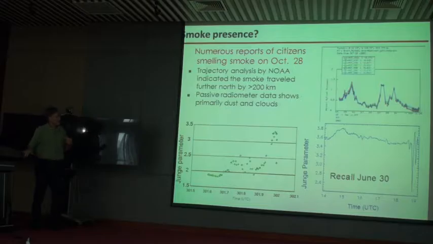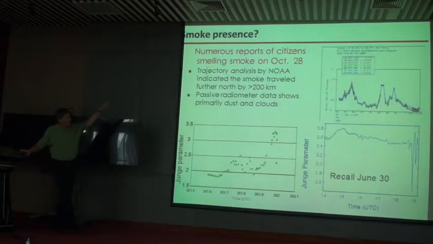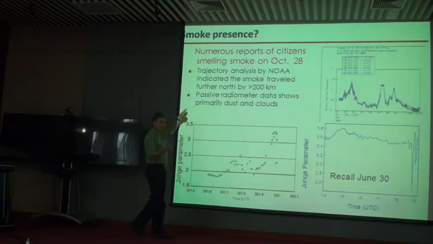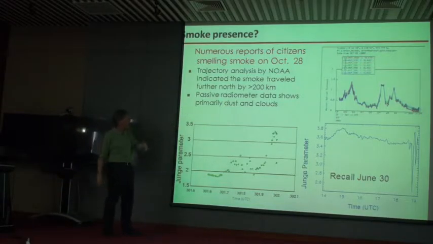What was funny was a lot of the people claimed that they could see on the 28th that they could smell smoke. And so now you start to go, okay, how well do we trust people? The trajectory analysis, though, from NOAA, if you go back and look at the weather data sets, should be further north than what we have. The passive radiometer data showed mostly dust and clouds. So it's a little iffy.